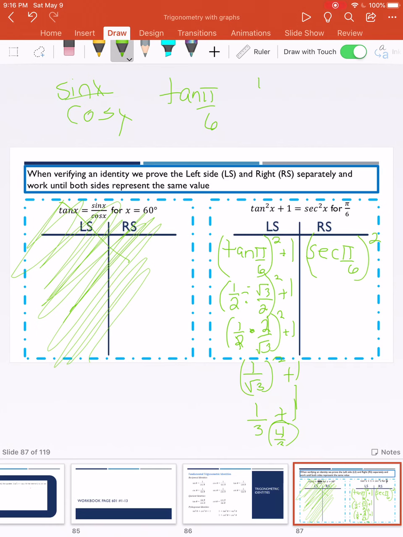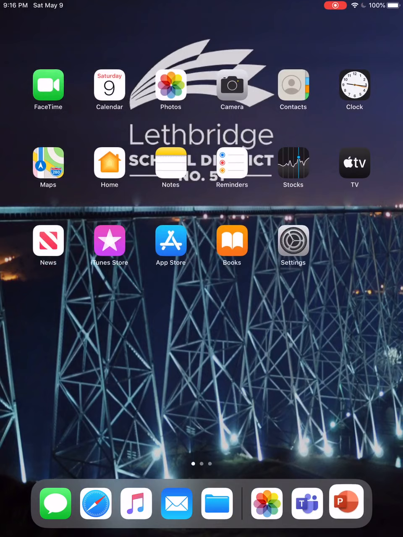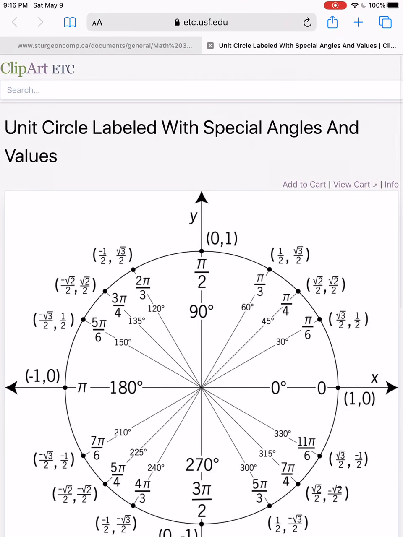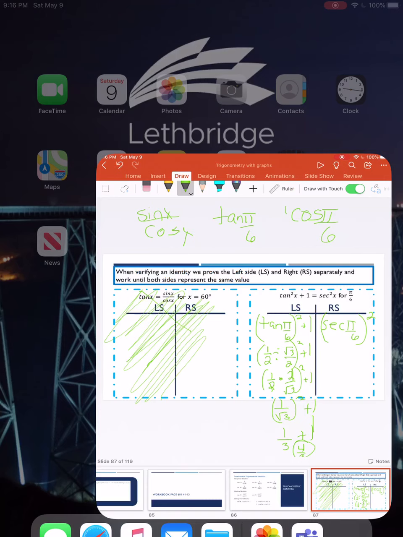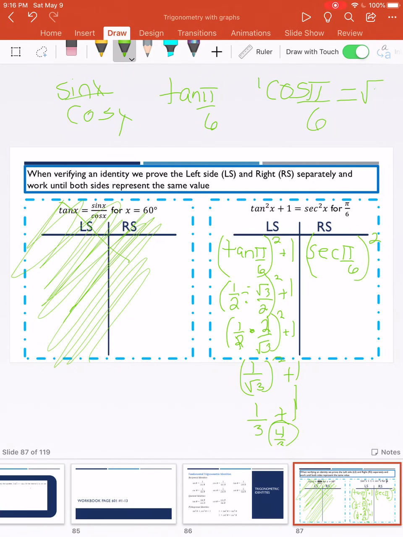So remember, secant is the reciprocal of cosine. So let's go back to our unit circle and figure out what cosine is at pi over 6. At pi over 6, cosine is root 3 over 2. So if cosine is root 3 over 2, that means secant has to be 2 over root 3. Again, I apply that squared to both the numerator and the denominator, which leaves me with 4 over 3. Excellent, so the left side and the right side are the same.